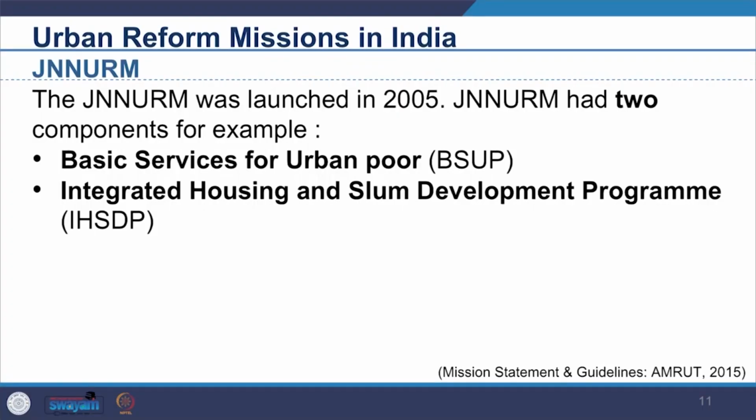The JNNURM was launched in 2005 as the first flagship scheme of this ministry. JNNURM implemented by the ministry had two components: basic services for urban poor, abbreviated as BSUP, and the Integrated Housing and Slum Development Programme, IHSDP, which aimed at integrated development of slums through projects for providing shelter, basic services and other related civic amenities with a view to providing utilities to the urban poor.